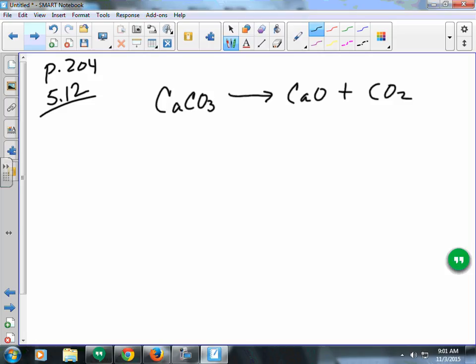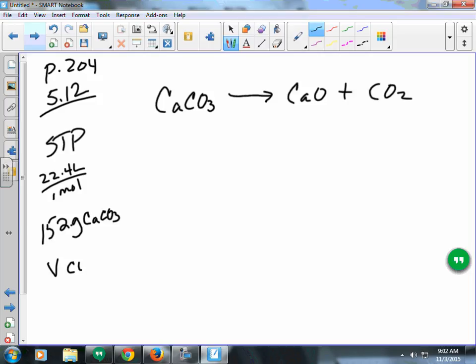It's one of those reactions that we had to memorize last year in chapter 8. We are given that the conditions are STP. Once again, that means 22.4 liters per mole of gas. And we are given 152 grams of calcium carbonate, and we're asked to find the volume of CO2.